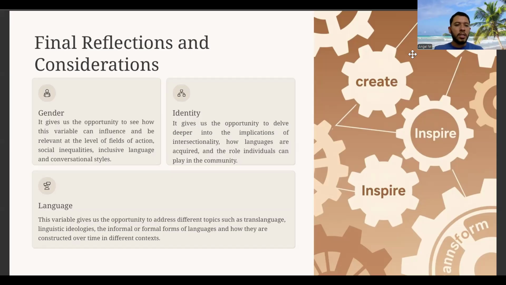Language: with this variable, we have the opportunity to address different topics such as translanguaging, linguistic ideologies, the informal or formal force of languages, and how they are constructed over time in different contexts. These topics are so important to applied linguistics.